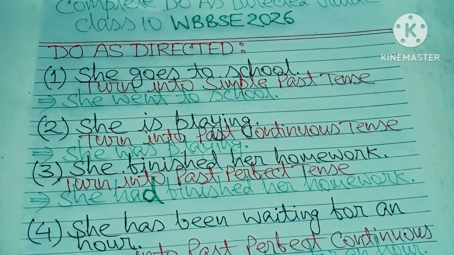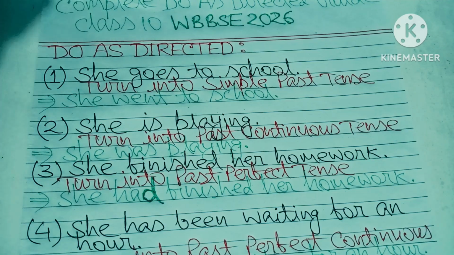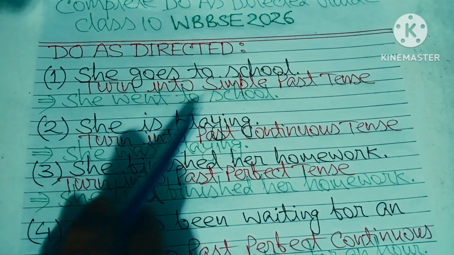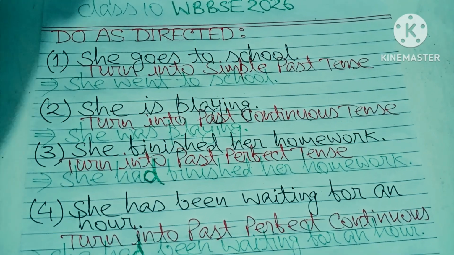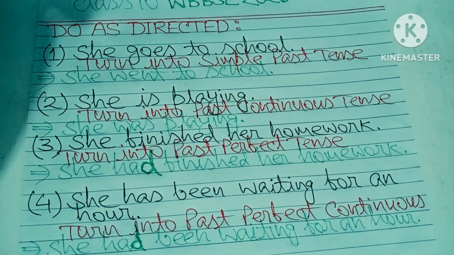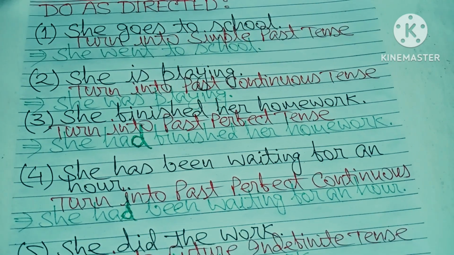Do as directed. Number 1. She goes to school. Turn into simple past tense. Answer: She went to school. Number 2. She is playing. Turn into past continuous tense. Answer: She was playing.